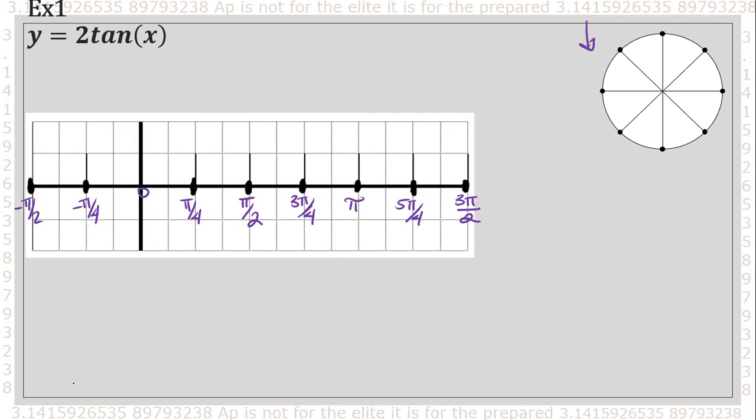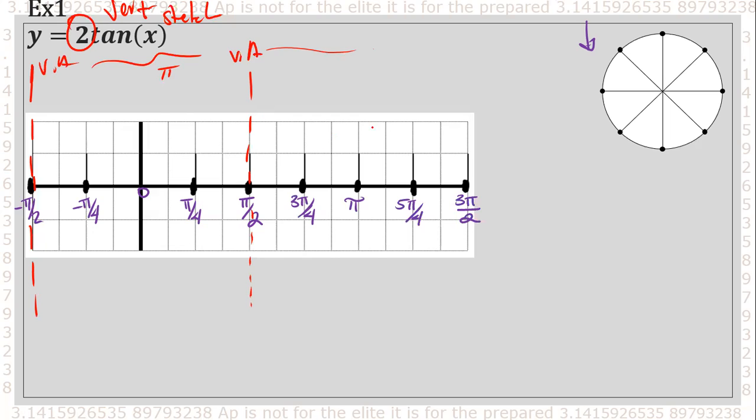Okay, so I have all of this. The next thing I want to do is label my vertical asymptote. So keep in mind, the only transformation I have is a vertical stretch. Okay, so from here, all the asymptotes will stay the same. So I had pi over 2 and every distance of pi, right? Because from this vertical asymptote to this vertical asymptote, I have a distance of pi. So if I have that same distance of pi, I can see that it'll land right over here.